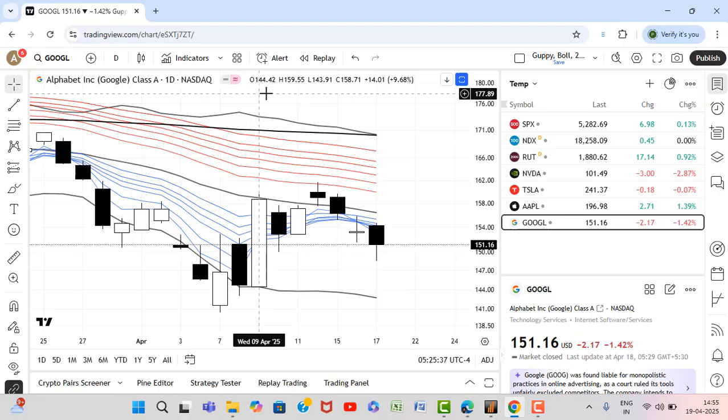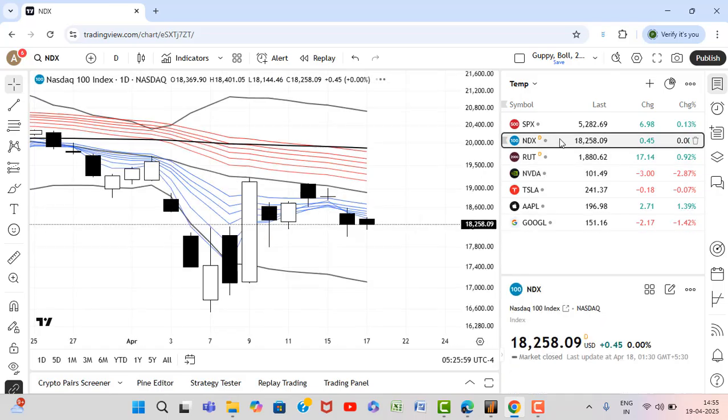On the right of it is H, 159.55. That's the high of the day. Low of the day is slightly below open, that is 143.91, and it closed almost near the high at 158.71, and it gained for the day 9.68%. So this was Google on that day.